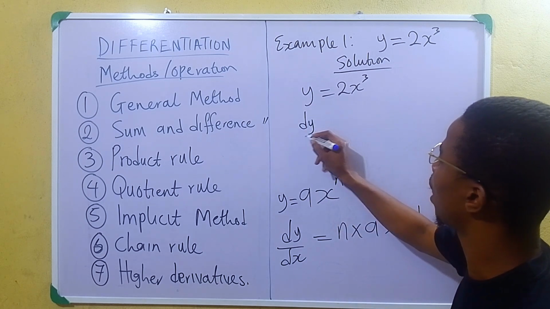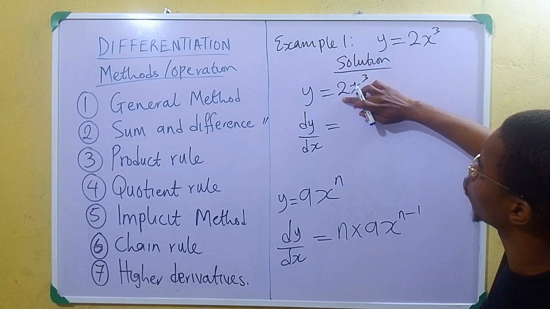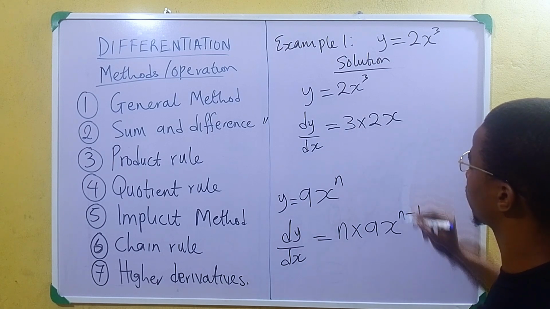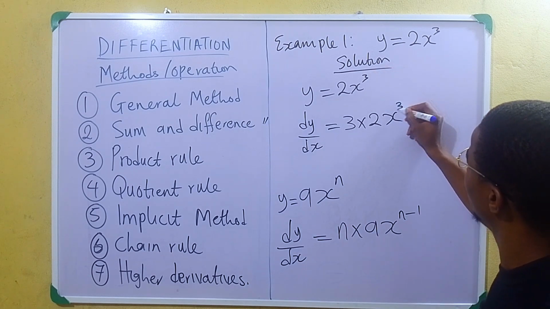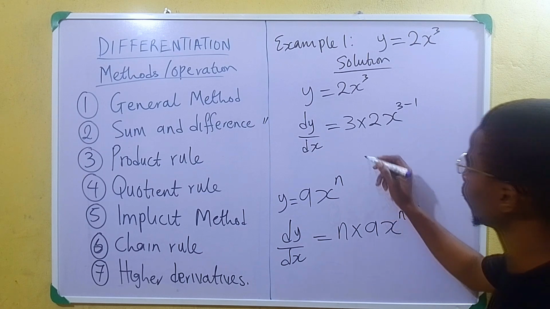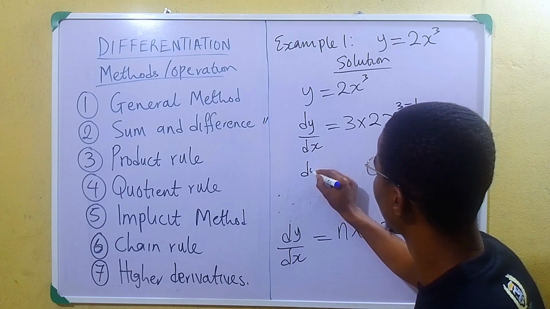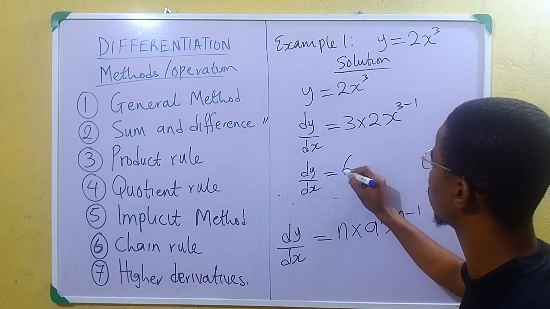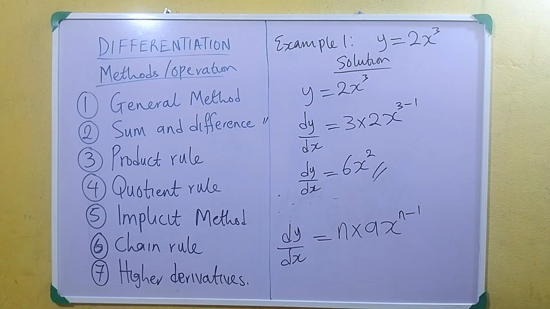So we apply this rule here. We say dy/dx will be equal to, this 3 will come down to multiply 2. It becomes 3 times 2x. Here now we have n minus 1. So we say 3 minus 1. That means take away 1 from the power. So we have here finally that dy/dx is equal to 3 times 2, 6, x to the power of what? 2. This is the derivative or the change in y with respect to x. Simple, right?